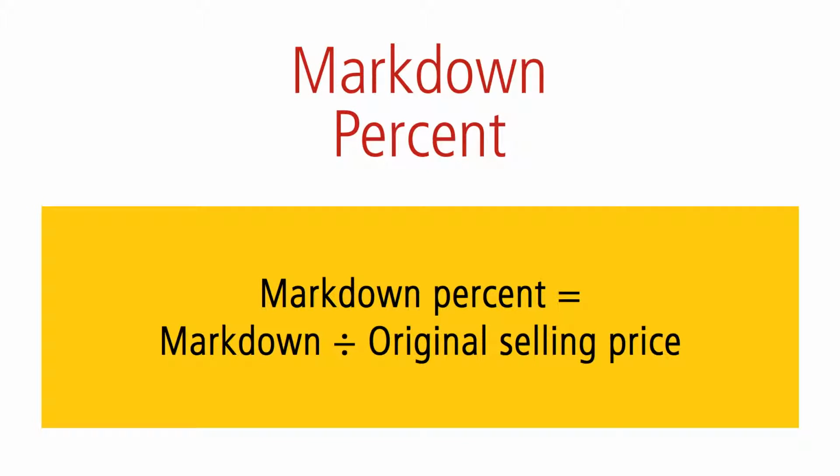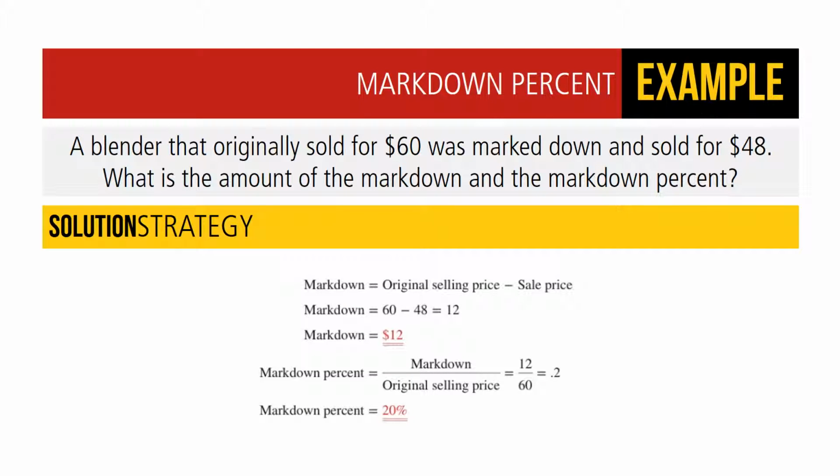To find the markdown percent, we use the percentage formula once again: rate equals portion divided by base, where the markdown percent is the rate, the amount of the markdown is the portion, and the original selling price is the base. So markdown percent equals markdown divided by original selling price. Apply that formula. A blender that was originally sold for $60 was marked down and sold for $48. What is the amount of markdown and the markdown percent?